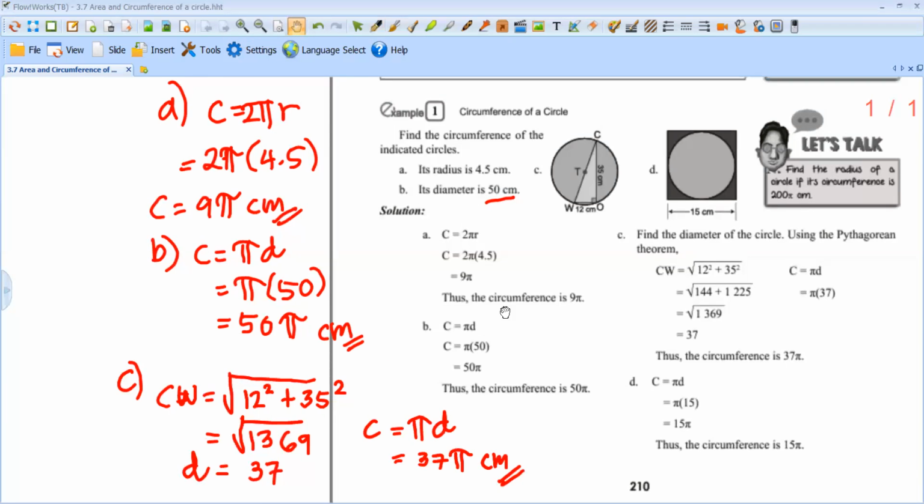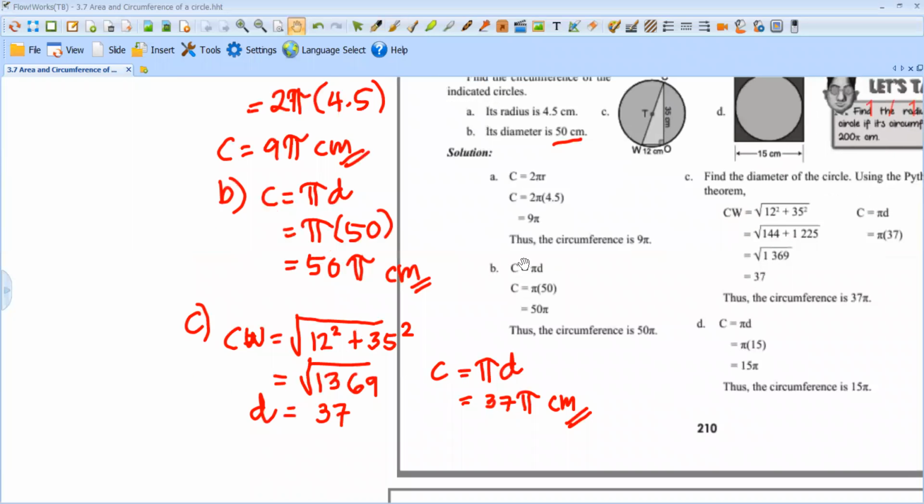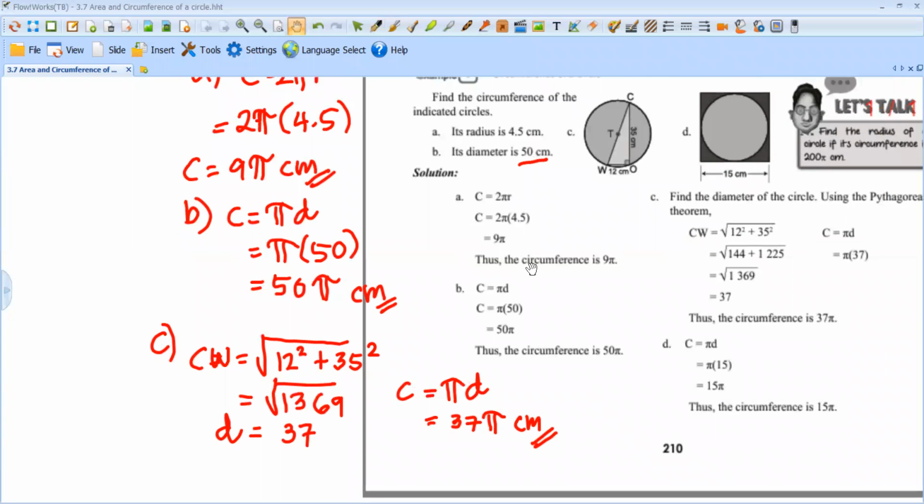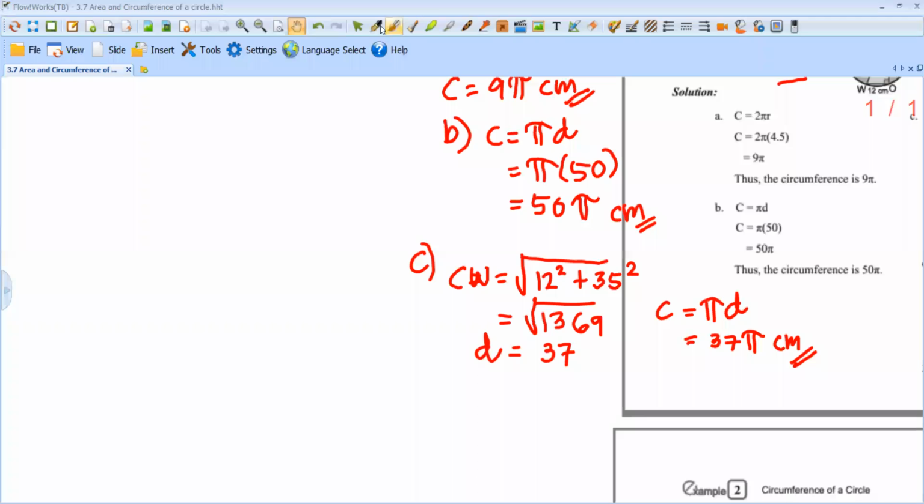Now, what about letter D? Letter D is a circle circumscribed by a square. Let us see this, letter D. The side of the square is 15, right? This is 15 centimeters. And then there is a circle inside.